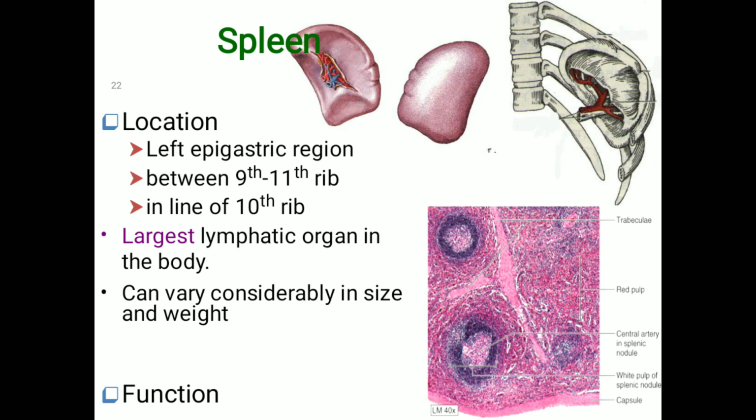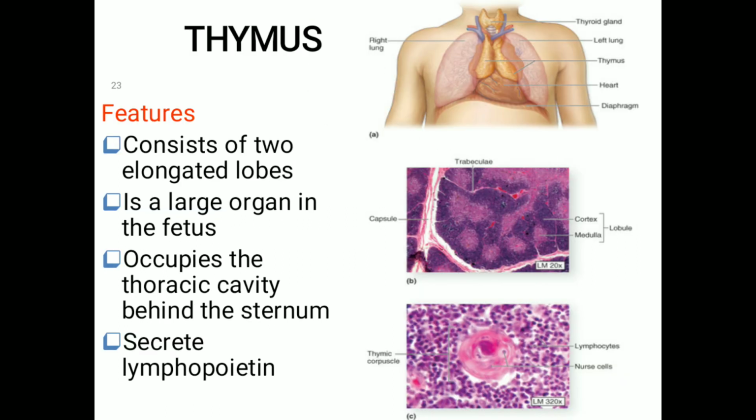Next is a lymphatic organ you are seeing, called the spleen, which is a graveyard for RBC. Where is it located? It is located in the abdominal cavity. What is the function of it? It is a graveyard for the RBC, meaning the destruction of the RBC is done by the spleen.